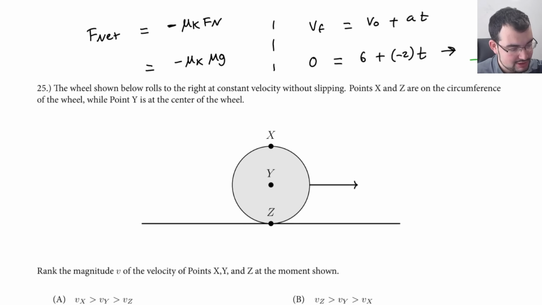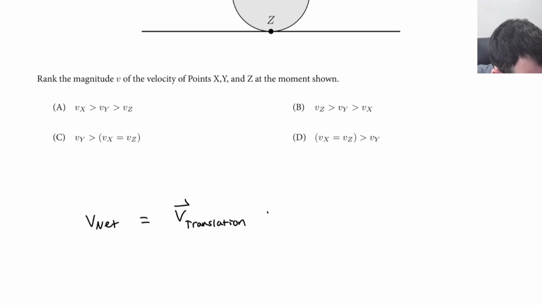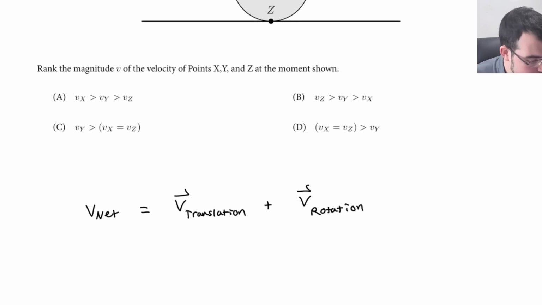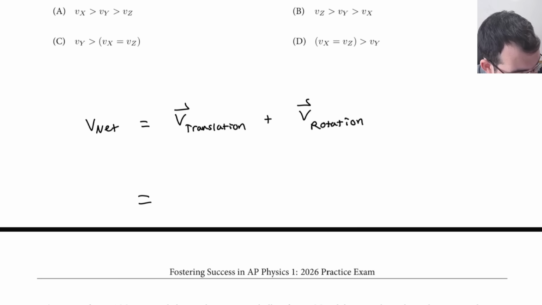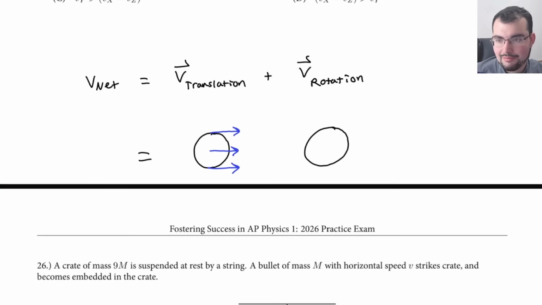So what we have to know about rolling without slipping is that the net result is v from the translation plus v from the rotation. If I were to draw this, all the points on the wheel are going to be translating to the right at the same speed, and then there's their rotation as well. So all 3 points are going to have the same translational speed to the right. This would be like pure sliding.